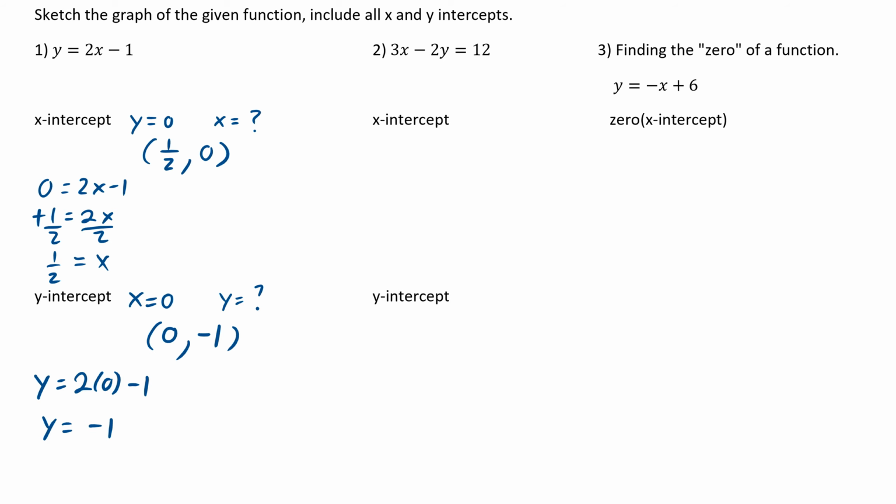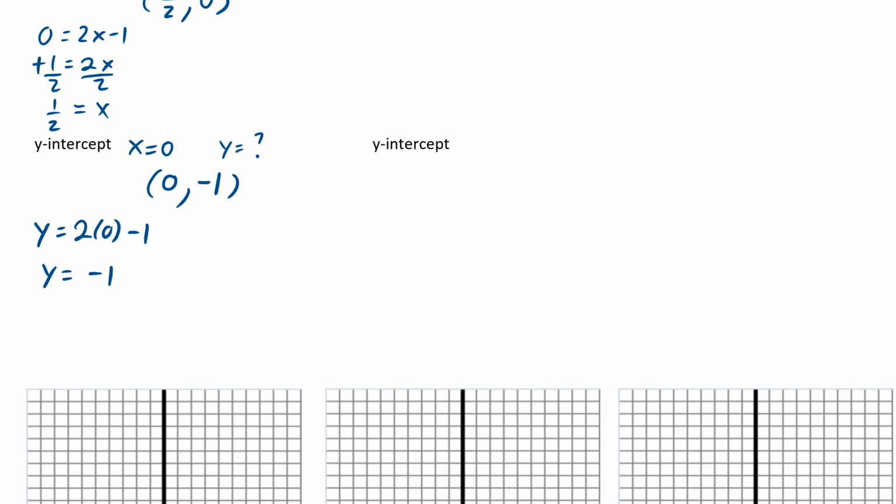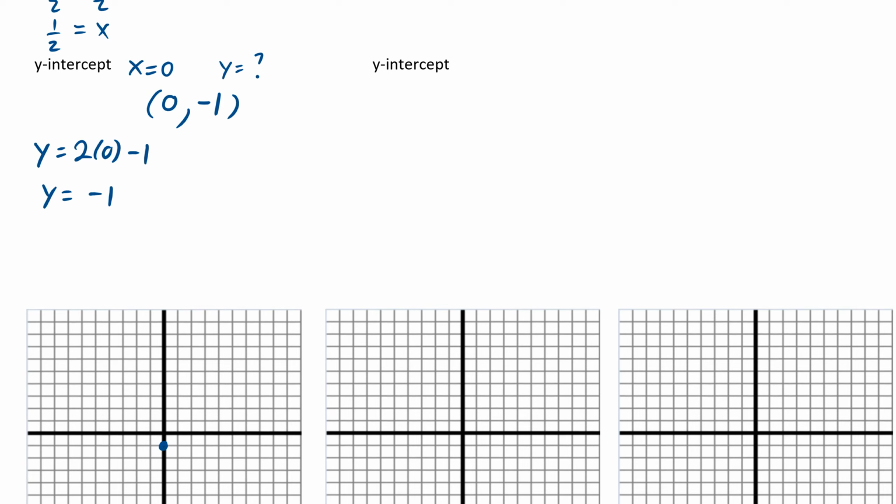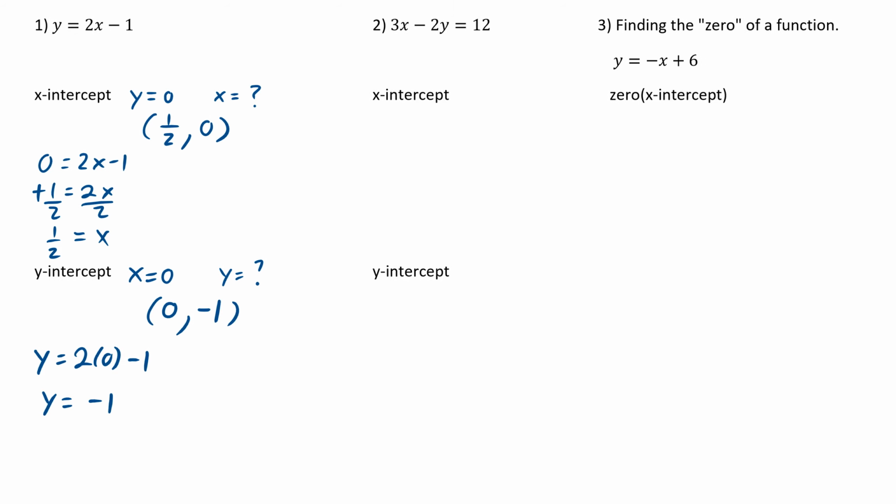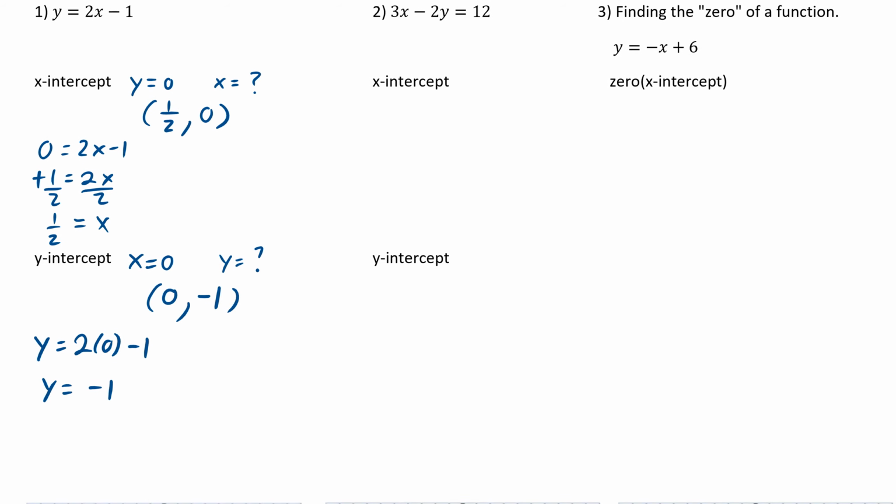There's our other point. So these 2 points now, if we plot them on the graph, 0, -1, and 1/2, 0, this we know is a line. And so it allows us to graph it quickly. This works only for lines with 2 points though, okay? If you want them to be able to graph quickly.